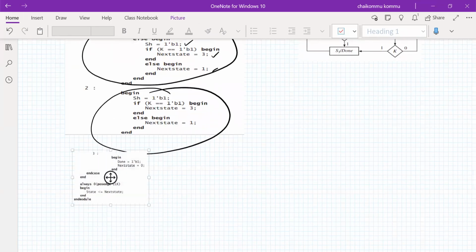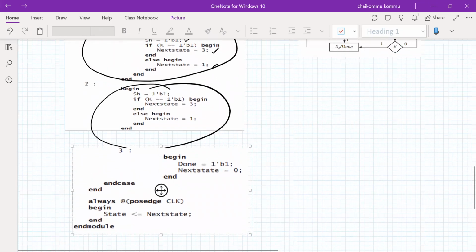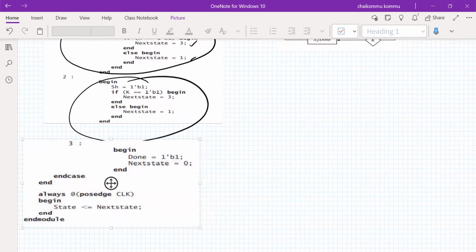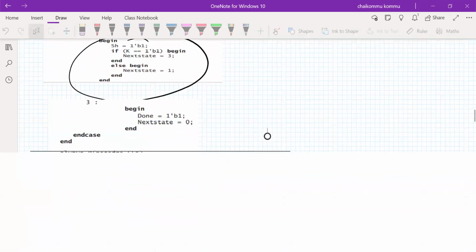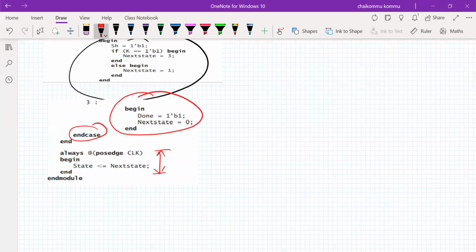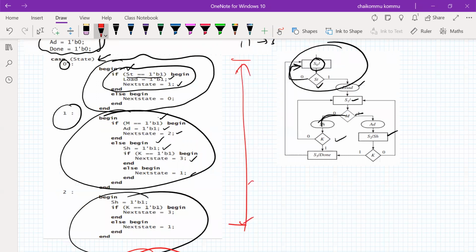So this is for the third case. So I have written here is for the third case. Finally, I'll write a end case, and I'm going to write memory here. So simply depending upon the clock, next state will be the present state. Okay, this is the always number 2. Okay, always block number 2, and this is always block number 1.